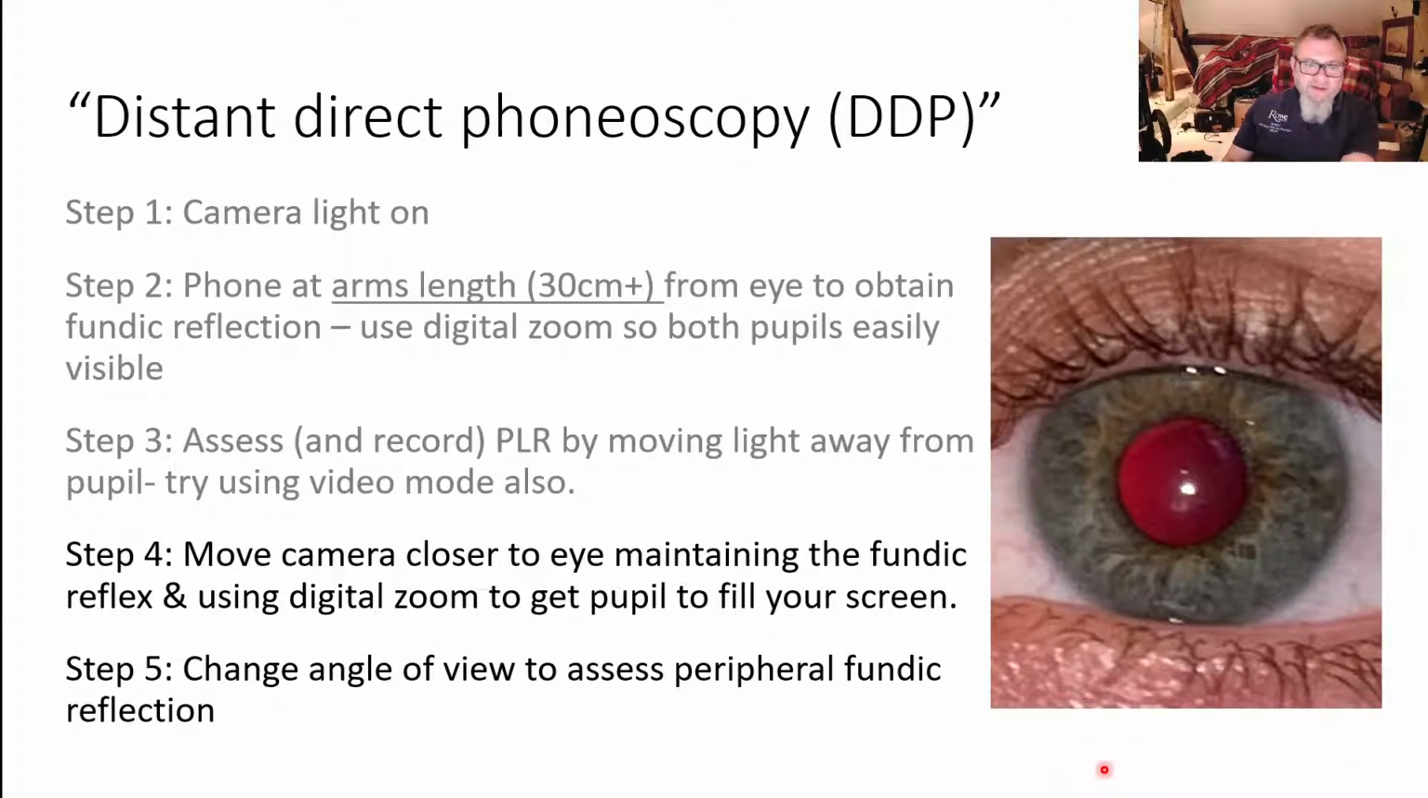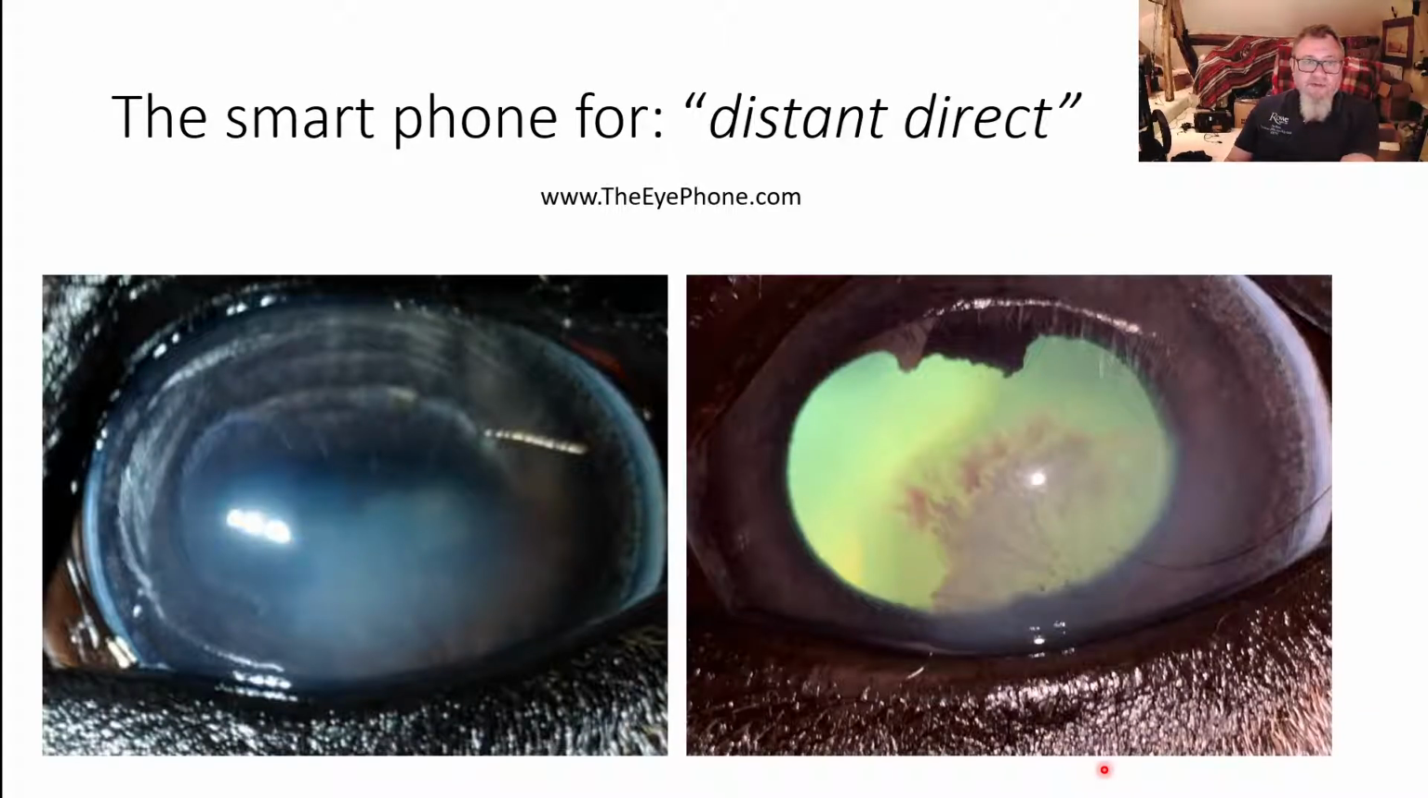Once you've assessed your pupillary light response, then for each eye in turn, you want to get your phone as close as you can to the patient whilst still maintaining that fundic reflection, and then zoom in, see if you can get the pupil to fill the entire screen. Then experiment by going from side to side to look for peripheral fundic reflection changes, but also if there are any opacities, whether they move.